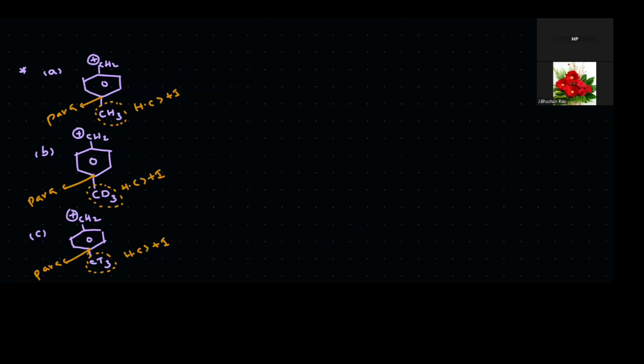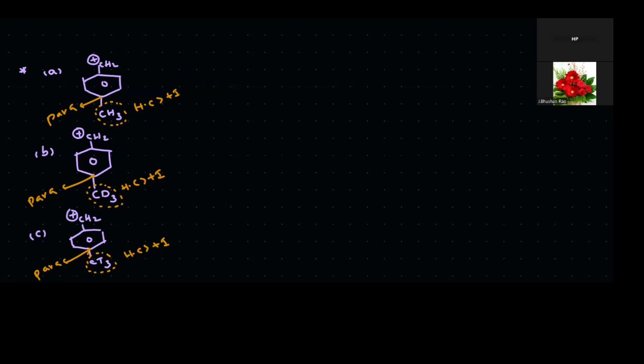But in these three cases, which one more effectively releases the sigma electrons? Hyperconjugation is also common, and the inductive effect is also the same. Why is the inductive effect also the same here? The position is the para position only, and the distance is also the same. Then how do we identify the stability?